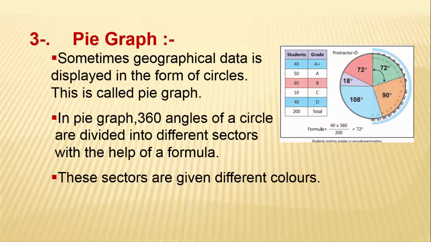Here is an example of a pie graph, and this pie graph is about the students scoring grades in the annual examination, and the data is given in a box, and it has been shown in a round circle where the percentages are given.